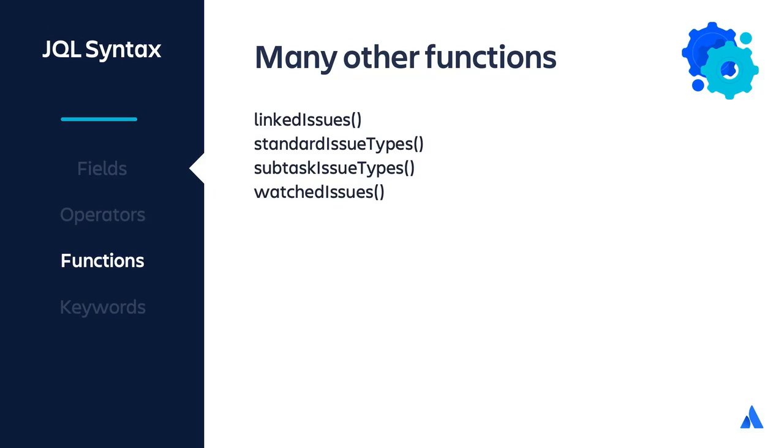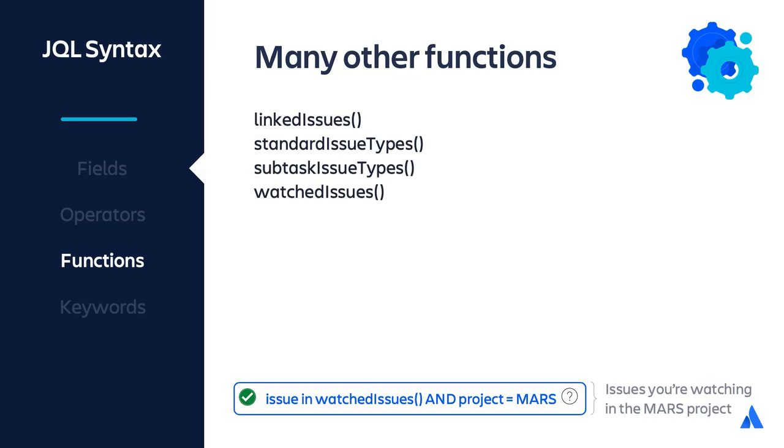And there are many more functions, such as linkedIssues, standardIssueTypes, subtaskIssueTypes, and watchedIssues. Issue in watchedIssues() and project equals Mars returns issues you're watching in the Mars project. There are also date and time related functions and functions related to SLAs in service management, but we will cover those in their own sections a bit later.